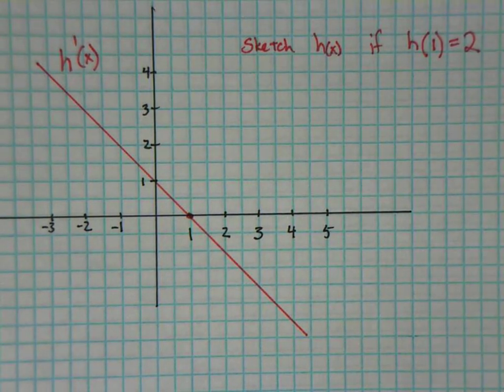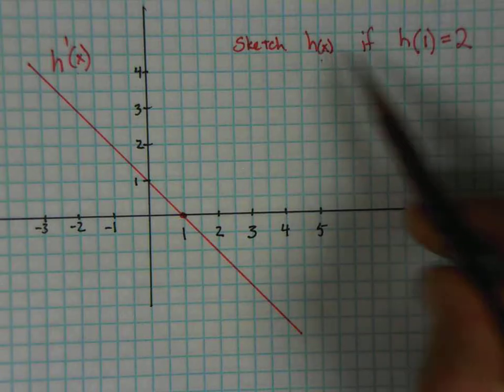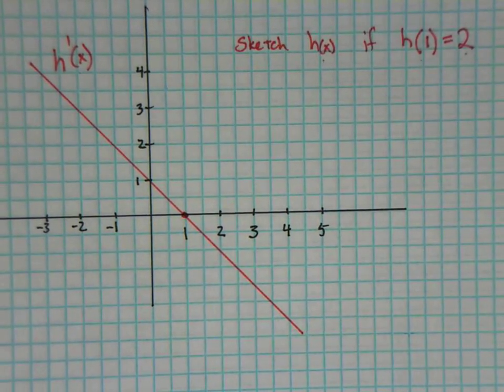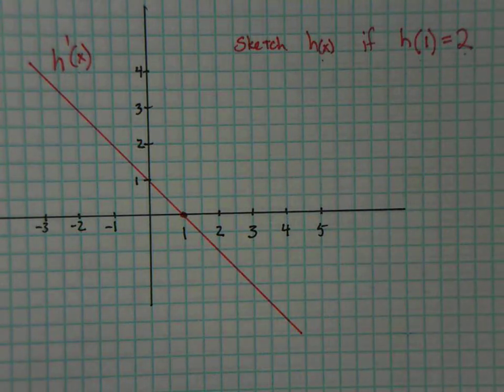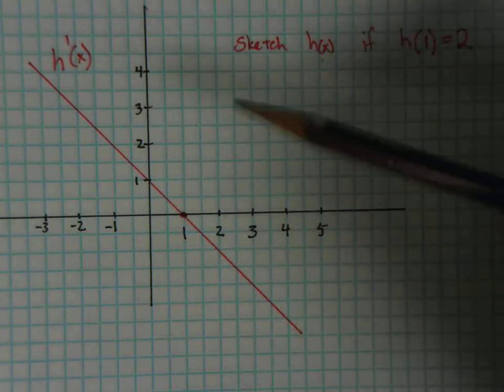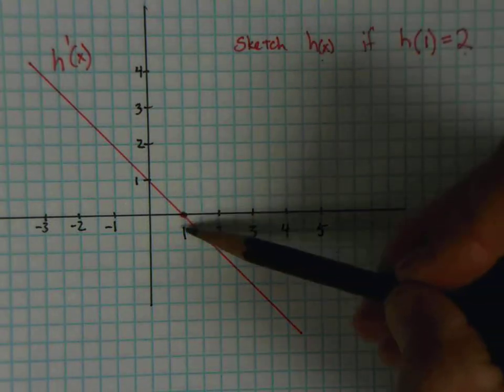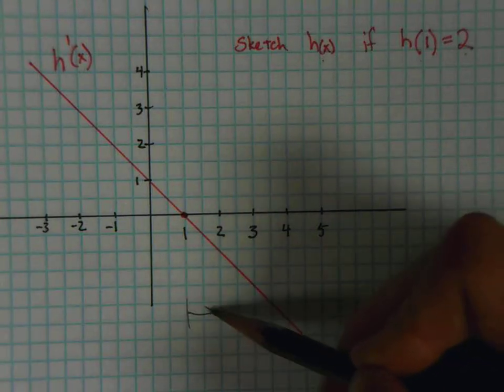I wasn't super happy with that last example, so I'm going to do another one. We're given the graph of h prime, and we're supposed to sketch h of x if h of 1 is equal to 2. Well, before we start graphing, let's figure out what we know about the graph of h based on the graph of h prime. My brain automatically jumps to x equals 1, and that separates kind of into two halves.